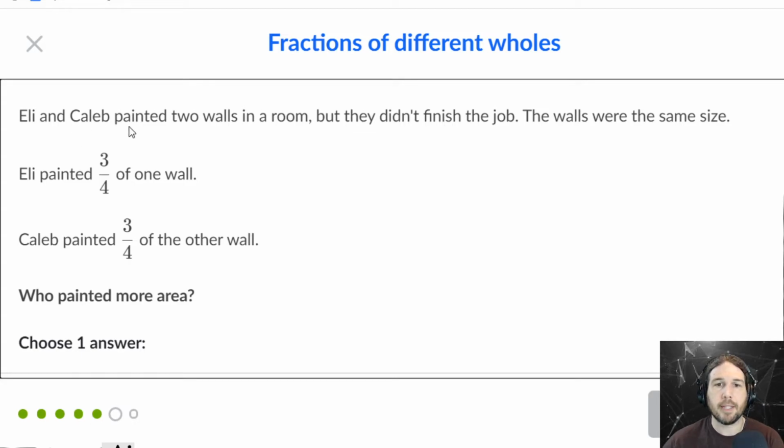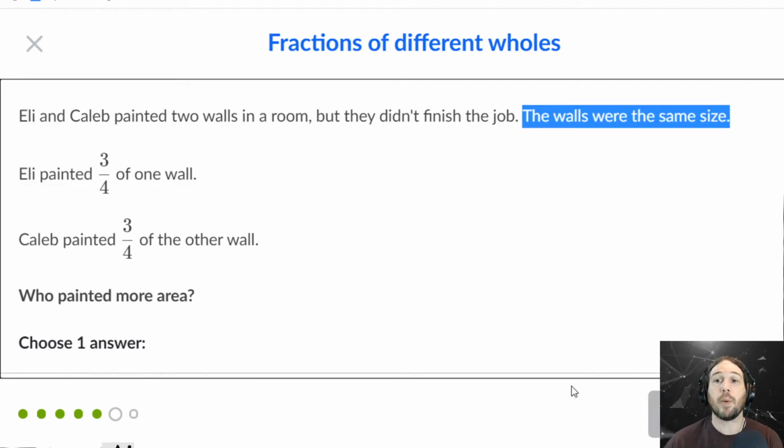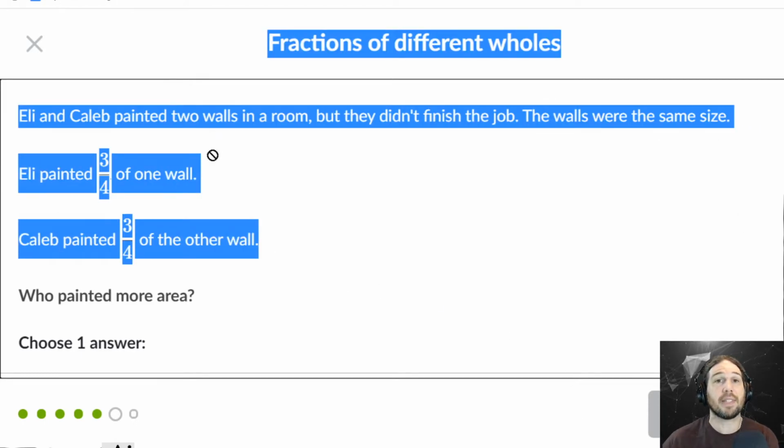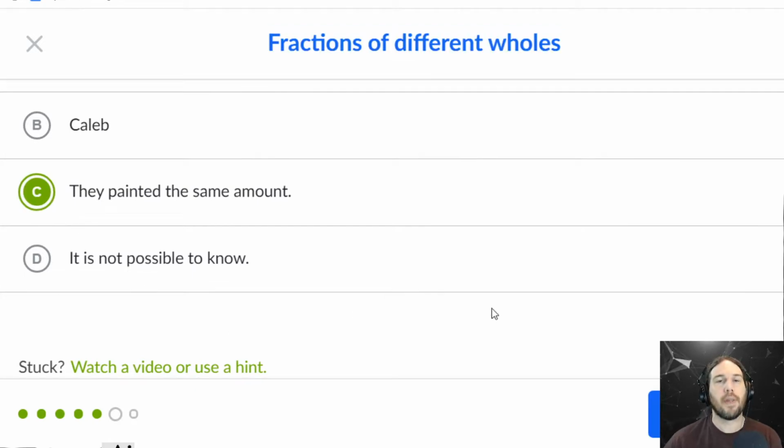Eli and Caleb painted 2 walls in a room, but they didn't finish it. The walls were the same size. That's the important part. Now that we know that they're the same size and they're the same fraction, we know for sure that they painted the same amount.